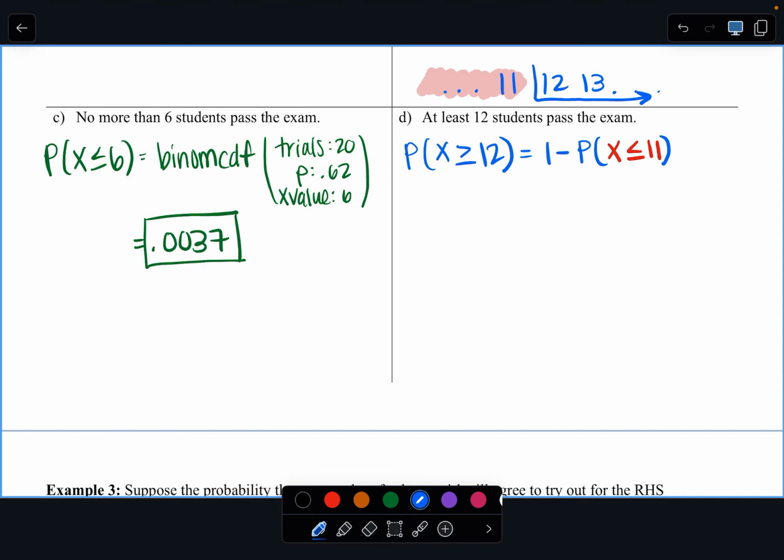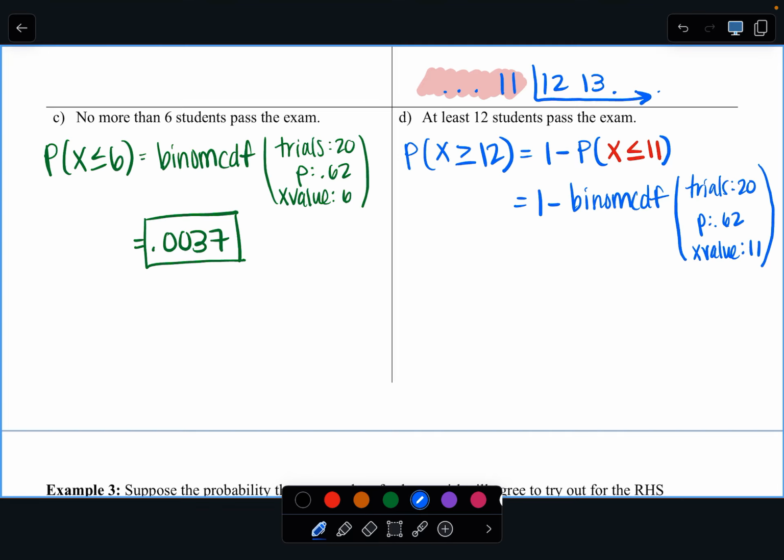From here, I would go in and do 1 minus a binom CDF, trials 20. Yes, before I get my complainers, you do have to write it every single time, unfortunately. And the last included value is 11. Even if it's the same thing 4 times in a row, you write it all 4 times.